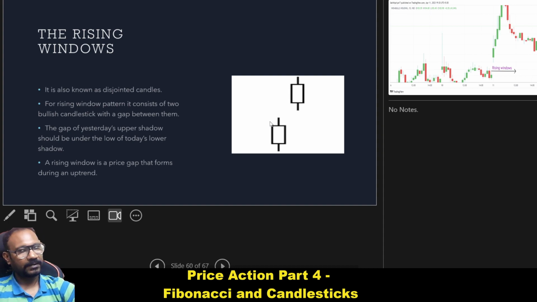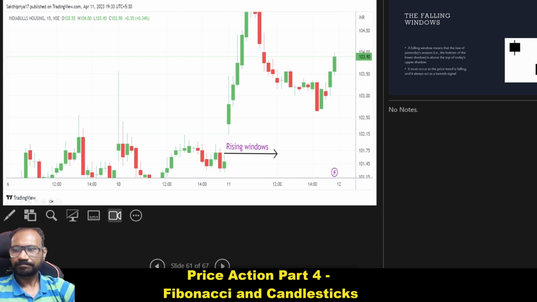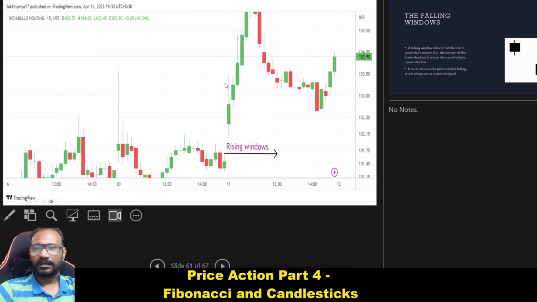A rising window shows that the market is going up. A falling window indicates that the market is going to come down. So let's see an example of that. Here you see the market closed over here, and look at this. There is a huge gap between the high of this and the low of this candle, and then you can see that there is an acceleration in the direction. The market flew off in the bullish favor. So that is a rising window.